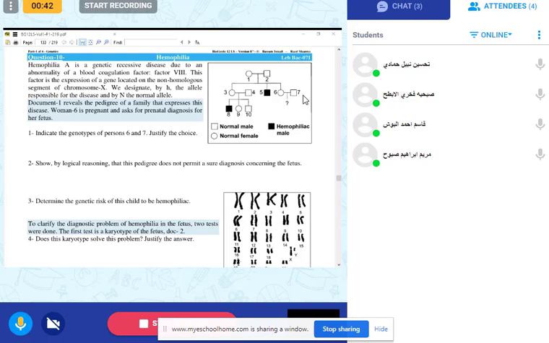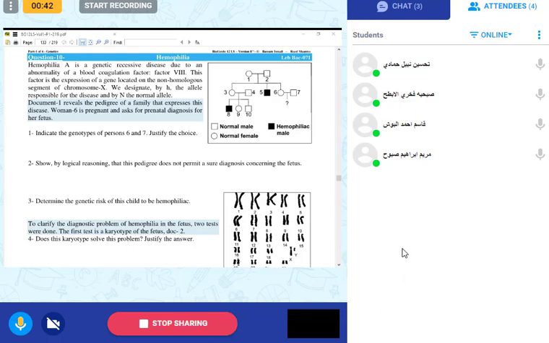So what will be the first question? Indicate the genotype of persons 6 and 7. Justify the choice. What can be the genotypes of 6 and 7, and why do you choose this genotype? Why do you choose this answer?